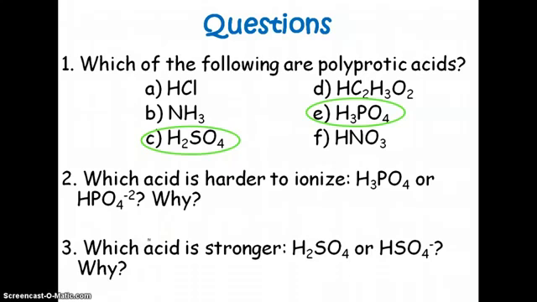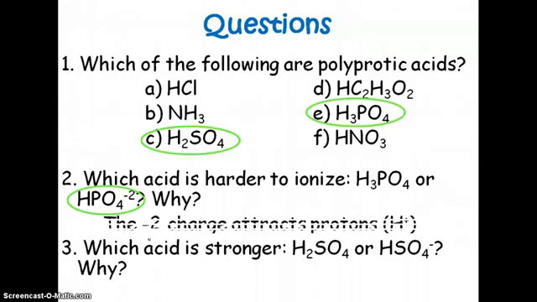All right, so now let's look at which acid is harder to ionize. So you got H3PO4 or HPO4 2 minus. Okay, and why? Well, hopefully you said that HPO4 2 minus is harder because it's charged, number one, and it's already lost some protons, some H pluses, okay? And because it has that charge, it's attracting H pluses towards itself. So it's harder and harder to remove them once you take the first one off. So the first hydrogen comes off easiest, and then it gets harder and harder.